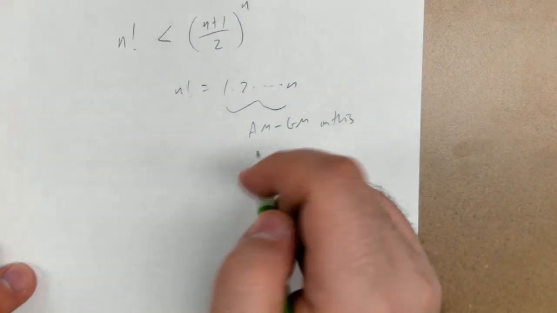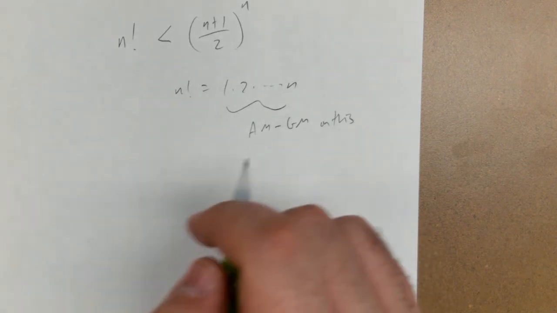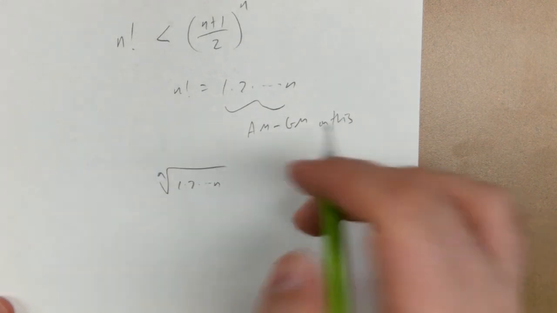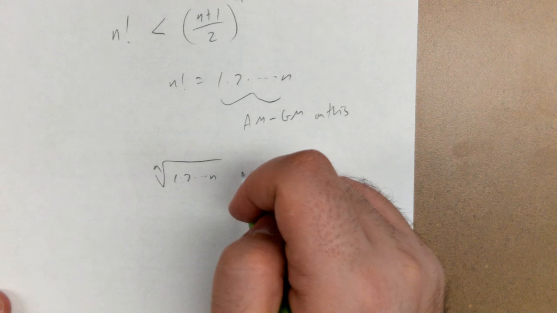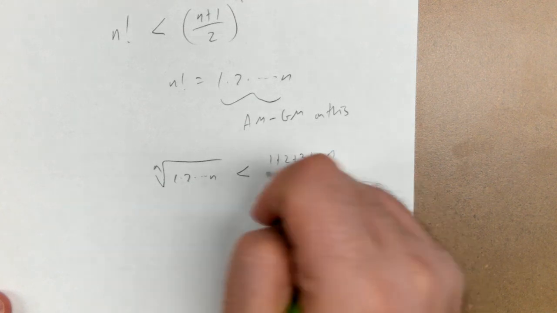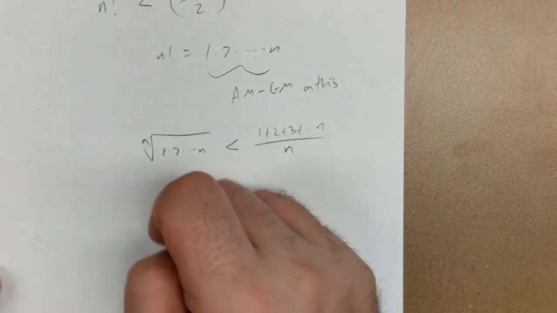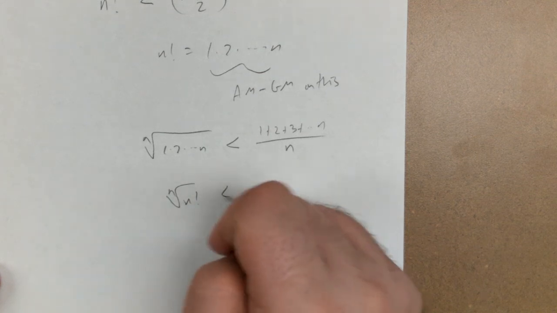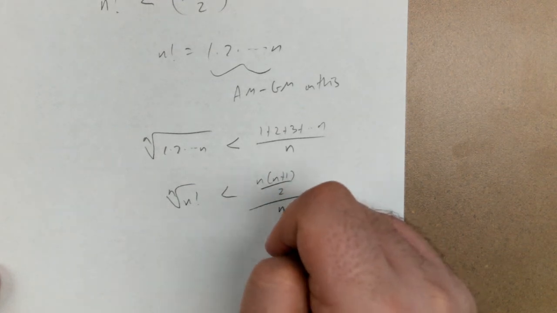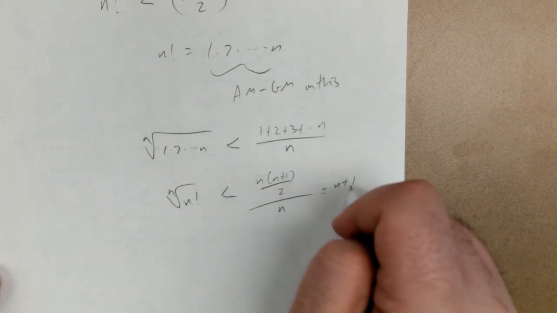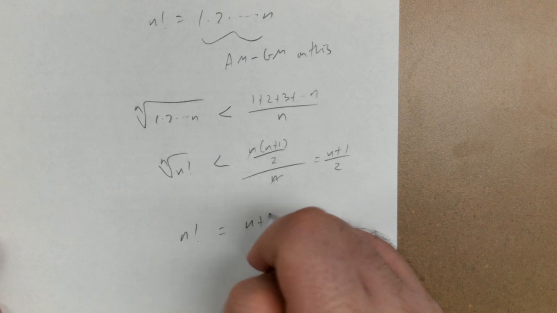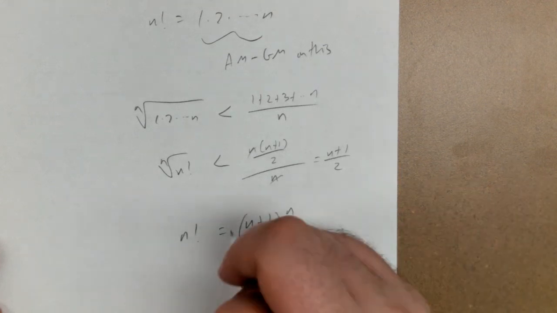So AM-GM would say that if you take the geometric mean first, which is this thing here, 1 through n, that should be less than the arithmetic mean, which is add these and then divide by the number of terms. Well, that's the nth root of n factorial. And the top, remember that sum formula, and that's all over n. If you simplify this and cancel the n's, that's n plus 1 over 2. And then take the nth power of both sides, and you get the formula you were looking for, less than.